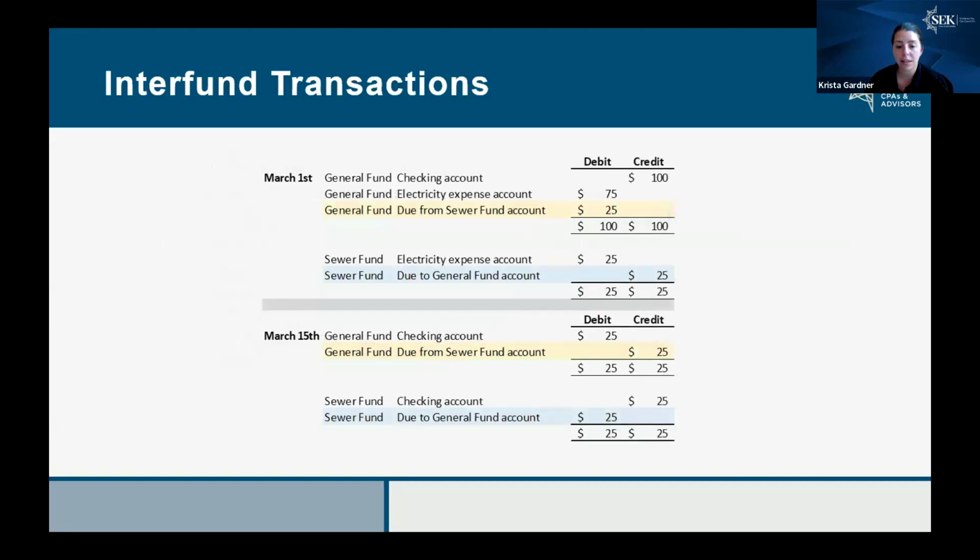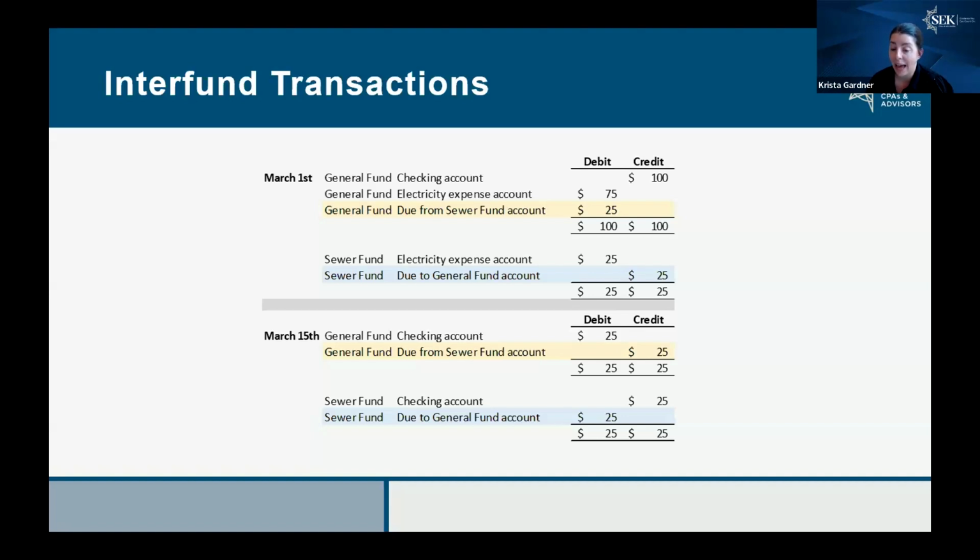Christina, if you can go to the next slide, we're actually going to look at these transactions. In the top half, on March 1st, we're going to record the bill being paid. You can see on the general fund checking account, we are going to credit $100. The bill is being paid in this scenario. And then on the left-hand side are the debits. We're going to record an expense on the general fund of $75 because only $75 is the general fund's expense. The other $25 goes in our due from sewer fund account. It is an asset, so therefore it is a debit balance. You can see here on the general fund, our debits and credits balance $100 on each side.